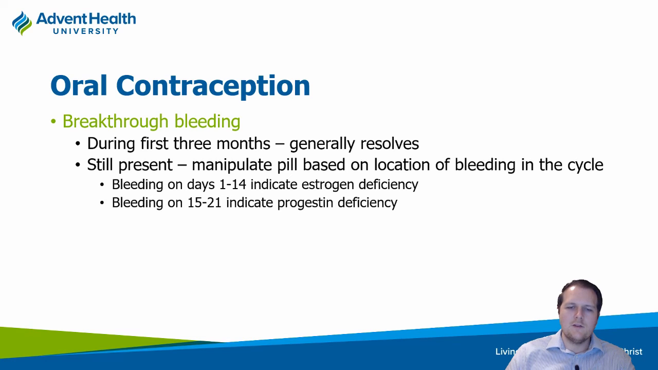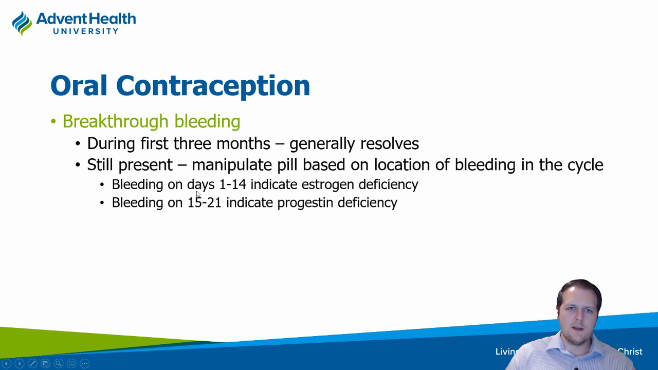So you could try changing the dose rate, kind of bump that up in the early parts of the cycle. So for instance, if you're on a triphasic that starts with a really low dose in the beginning, maybe switch to a biphasic that has a little bit higher estrogen content in the very first part of the cycle. If it's bleeding on days, say 15 through 21, that usually indicates a progestin deficiency.